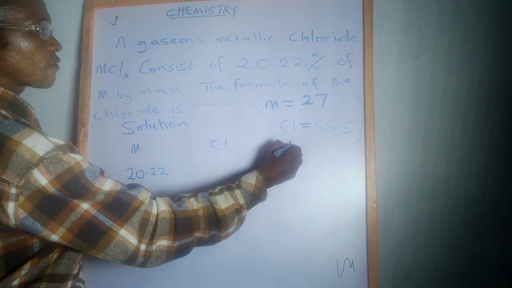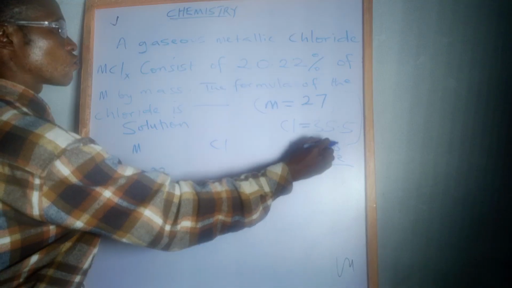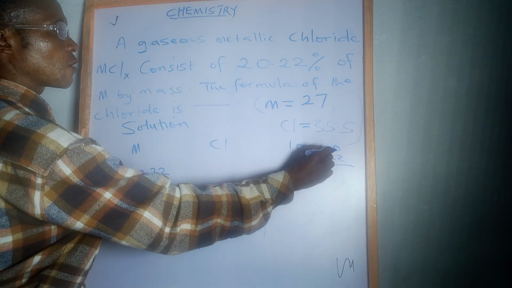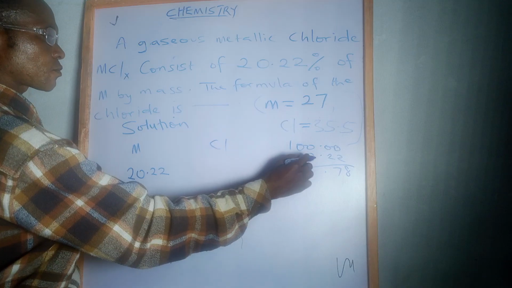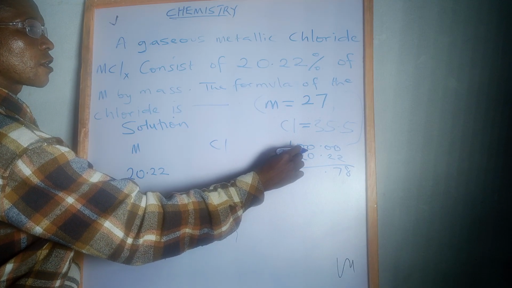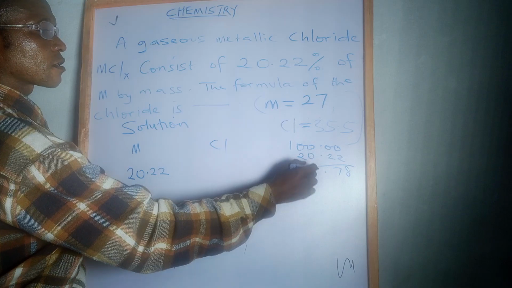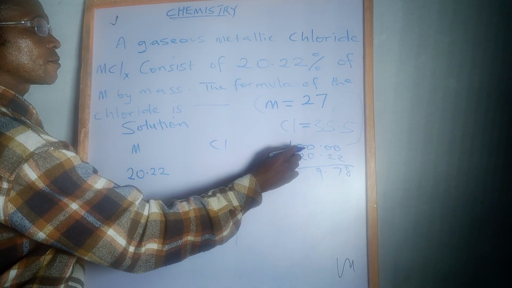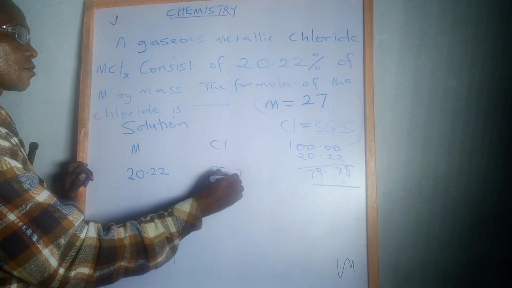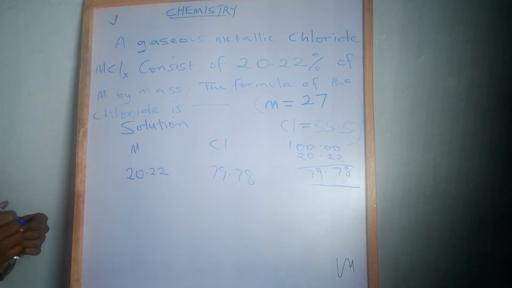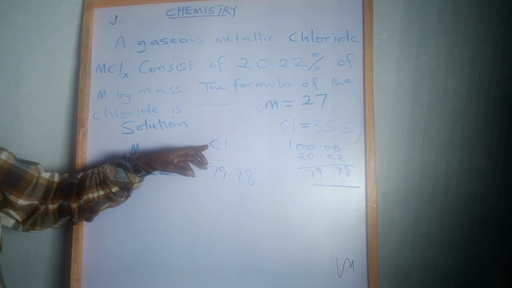So here we go. Supposing we have 100.00, minus 20.22. So 2 from 0, you transfer 1 here so that here we have 10, subtract it, we have 8. Here remainder 9, 2 from 9, that would be 7. Here we have 9. 2 minus 9, that will be 7, and that will be 79.78. So here you have successfully calculated the percentage composition by mass of the chloride.